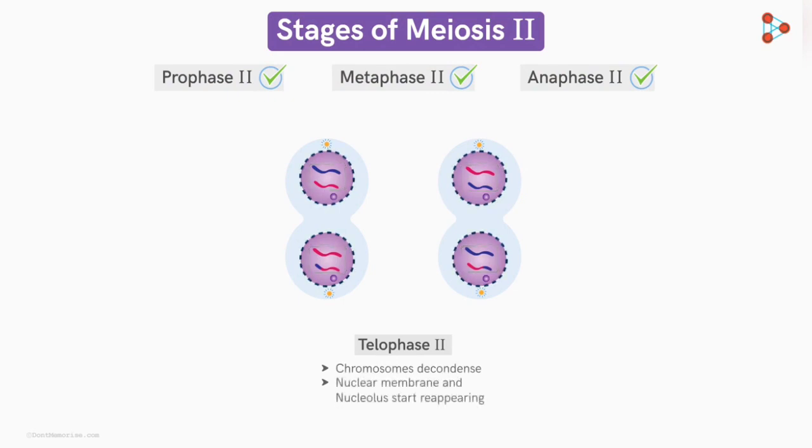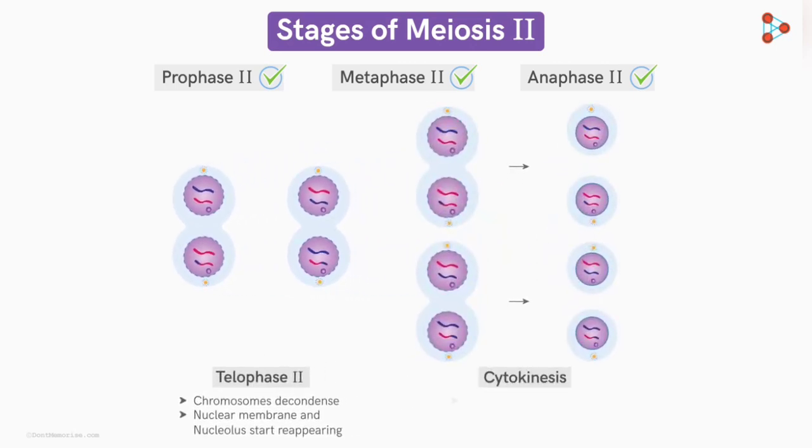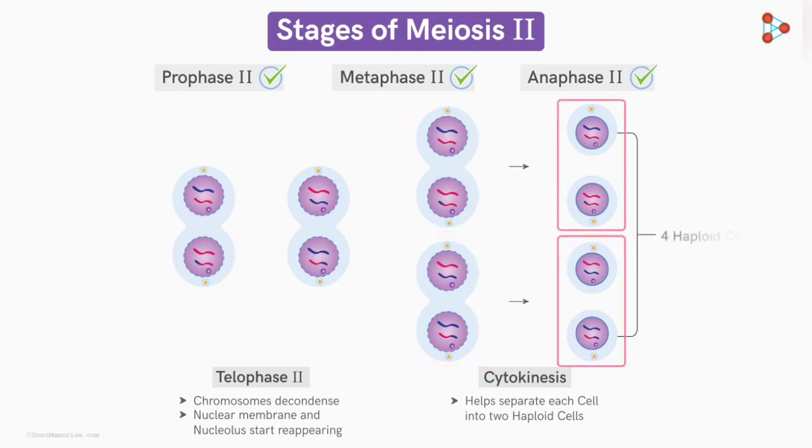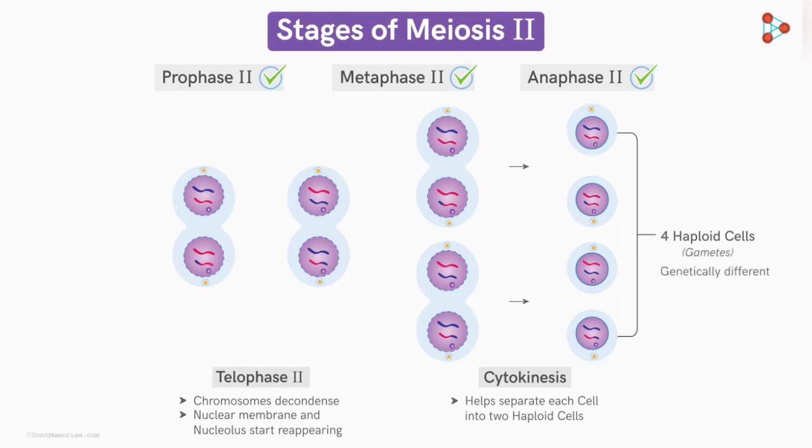The nuclear membrane envelopes the chromosomes and the nucleolus also begins to reappear. The chromatids form the daughter chromosomes at both the poles. Last but not the least, cytokinesis helps divide the cell into two. Since 2 cells have simultaneously undergone meiosis 2, we get 4 haploid cells at the end. The haploid cells are also called gametes and are genetically different from each other.